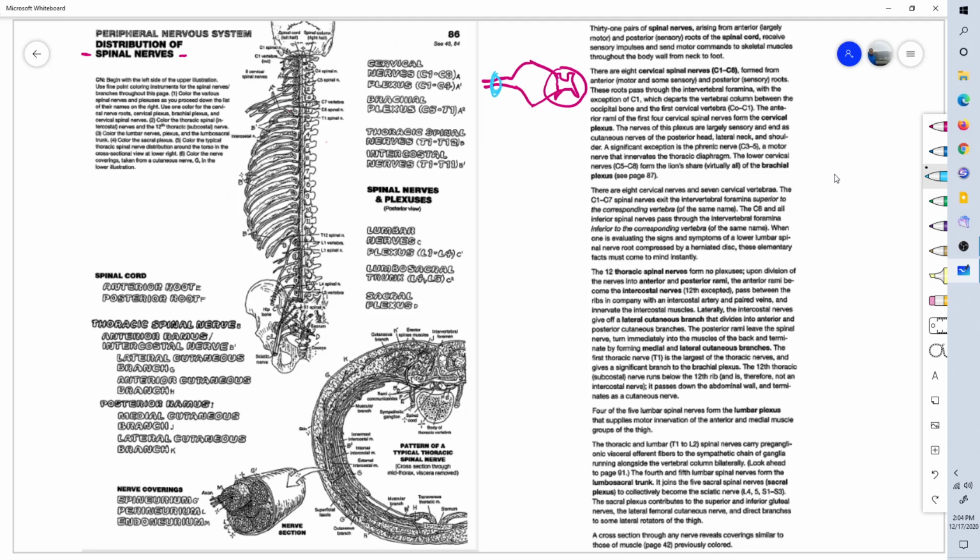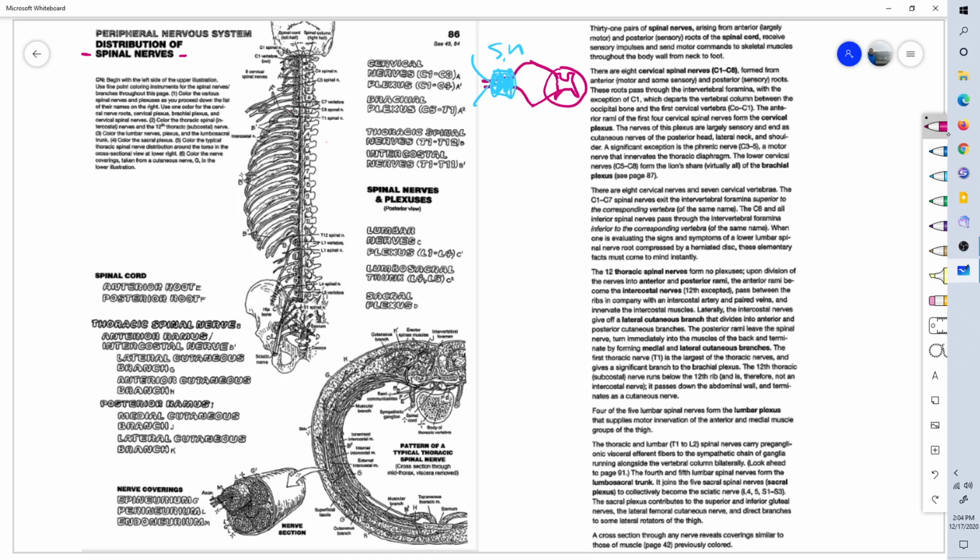They join up in this little section right here. Let's see if I know how to draw. There we go. It's a little better. This little section that they pass through together before they go branching off is called the spinal nerve. So we're talking about the spinal nerve now.